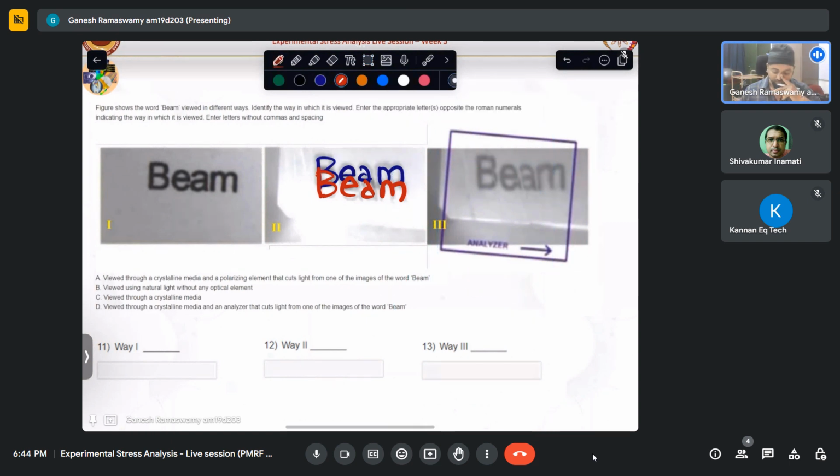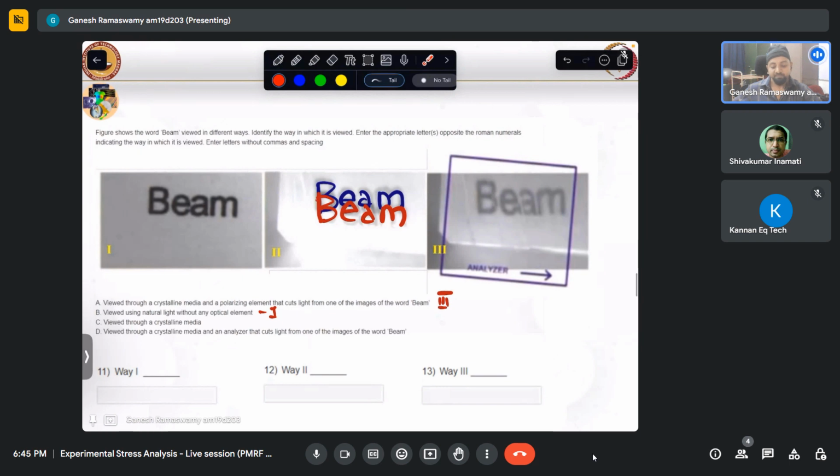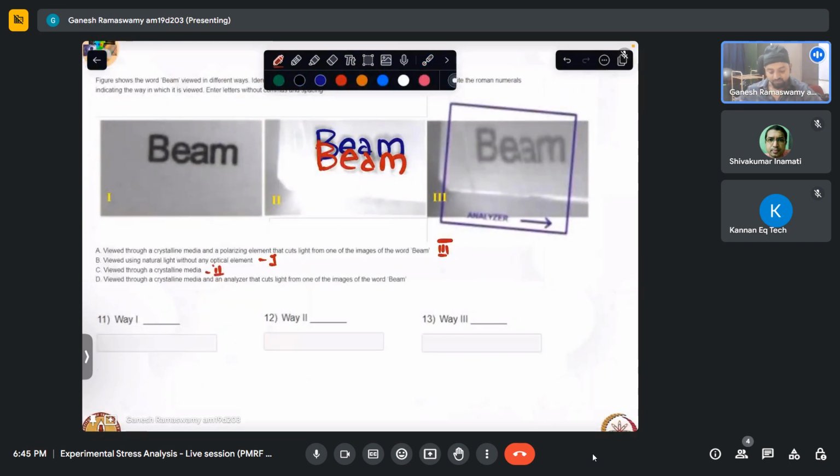So with that background, if I were to read the options, A says viewed through a crystalline media and a polarizing element that cuts light from one of the images in the word beam. Where are we seeing this happen? We are seeing this happen in 3. B, viewed using natural light without any optical element. That is happening in 1. C, viewed through a crystalline media, where we are able to see that there are two refracted rays that are coming towards us. So this is essentially 2.